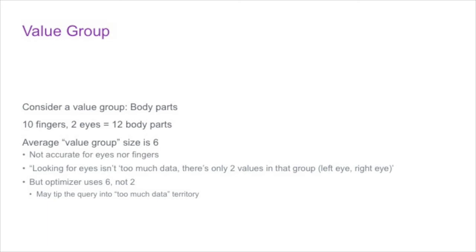And this is why, because there might be other value groups in there. The optimizer uses 6, not 2. So that might be one of those quirky things of why it's not using it. So it might tip that query into the too much data territory.